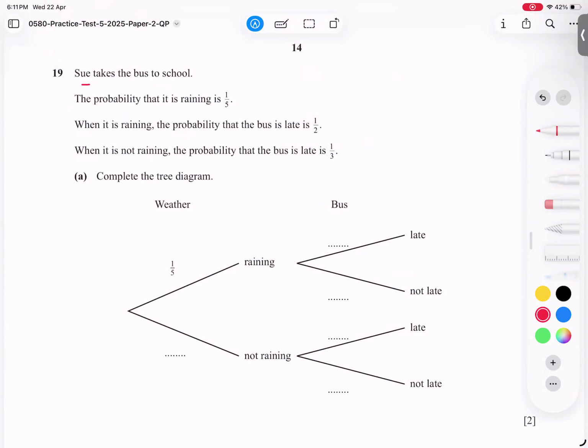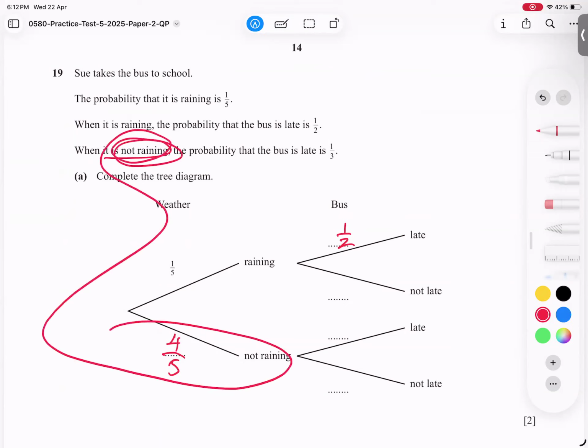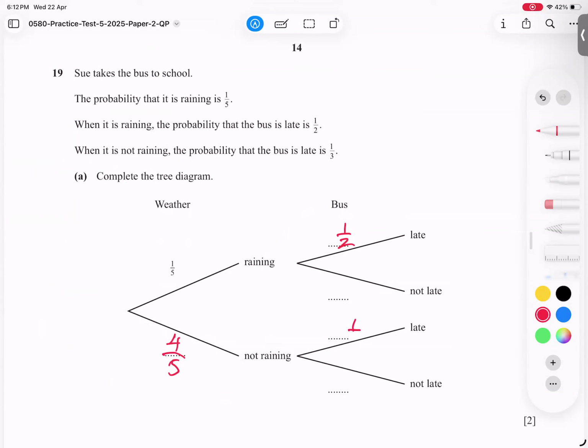So if the raining is there, the probability bus late is 1 by 2. Repeat again. So raining is this branch and bus late this branch. So this value comes from here only. Clear. Okay, and let's talk about other branch. So he said if not raining, so we have to consider this branch, not raining. Not raining, the bus is late, so 1 by 3 I must write here.